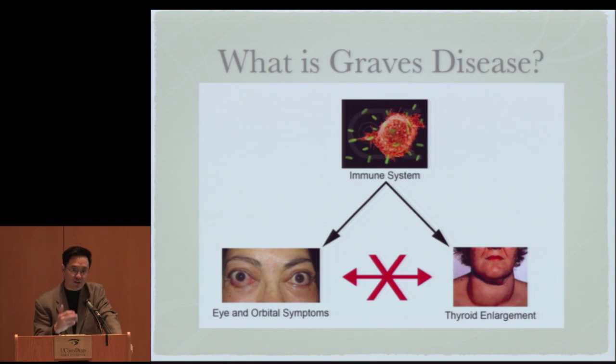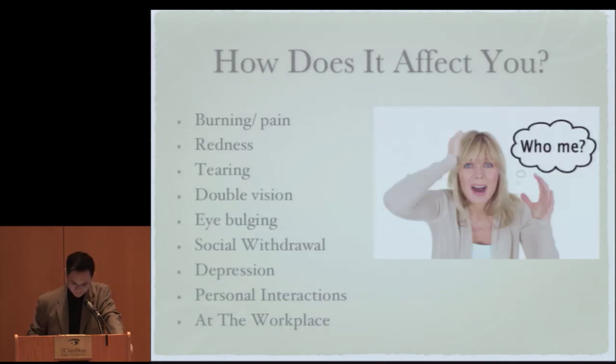So I want to go over some of the steps here and talk about some of the manifestations of the disease and give it to you in real terms. So how does thyroid disease affect you? Does anyone here have burning or pain in your eyes? Raise your hand. All right, a couple of hands go up. How about redness? All right, tearing? How about double vision? How about your eyes bulging?